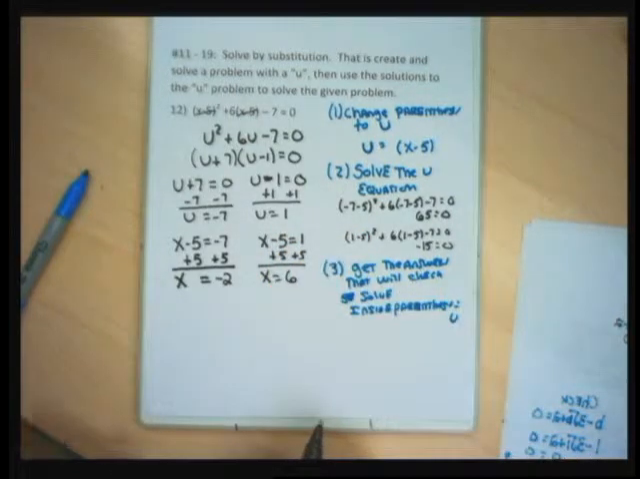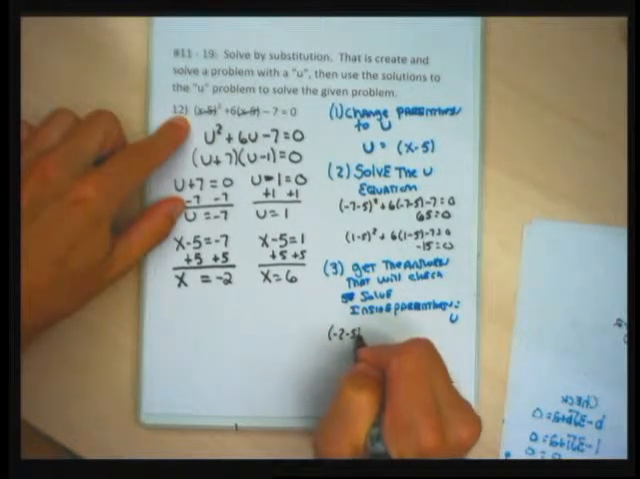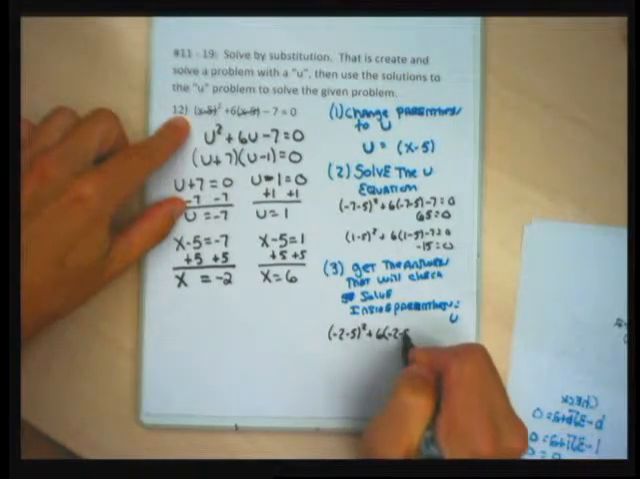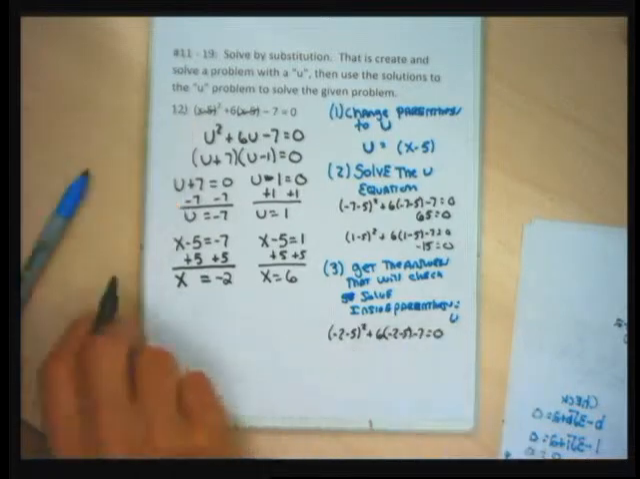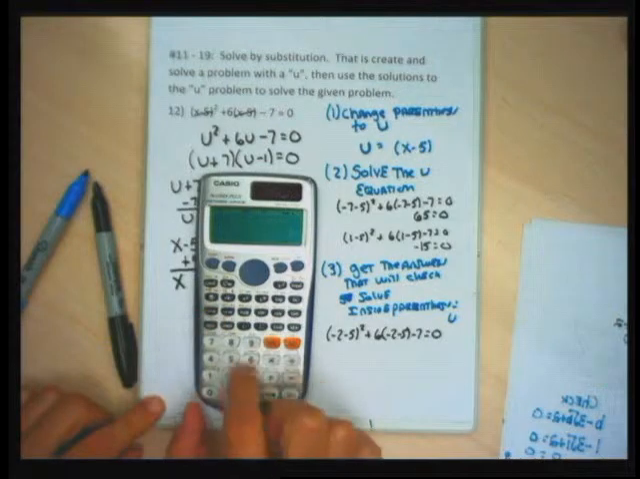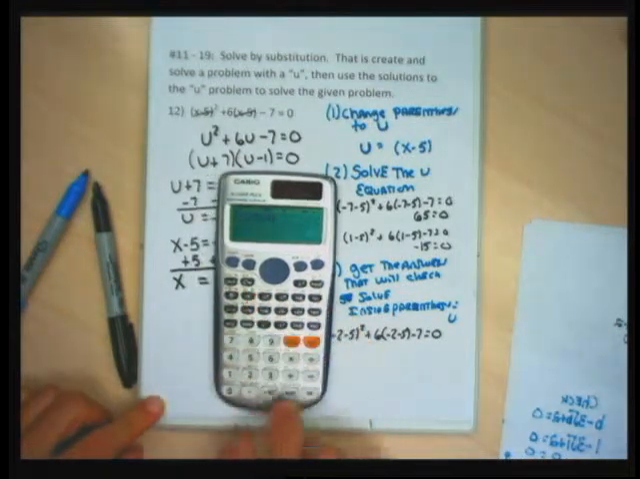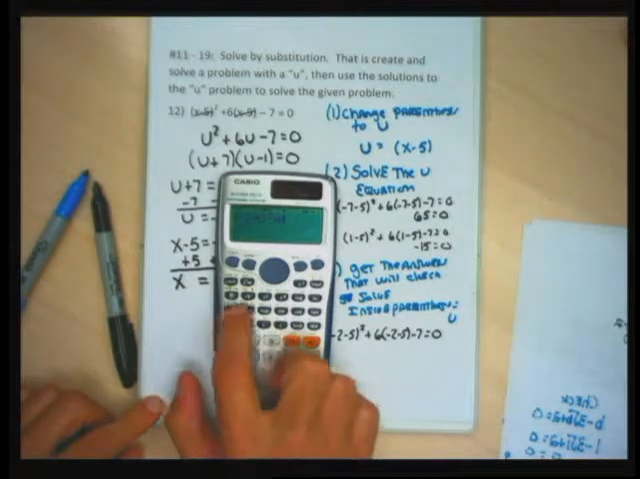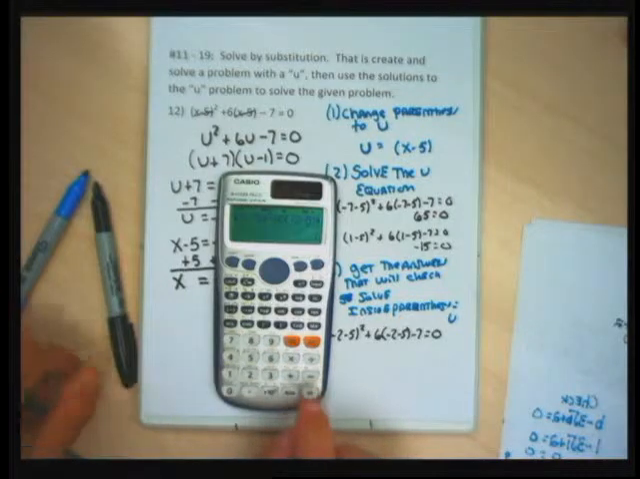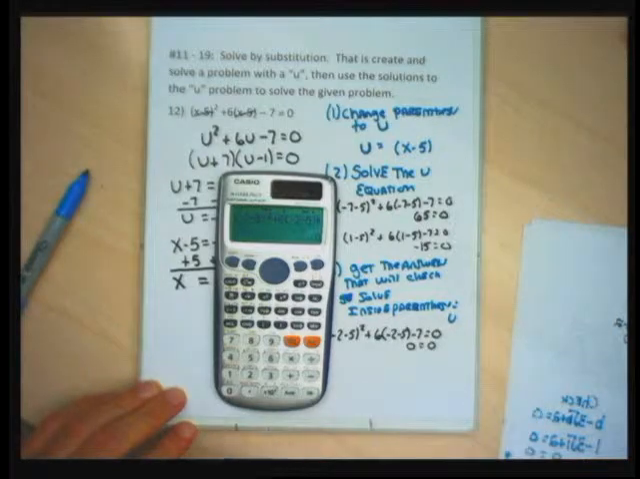Let me check these. So I'm going to go, is negative 2 minus 5 squared plus 6 times negative 2 minus 5 minus 7, is that equal to 0? Hopefully it is, because I think it's supposed to be the answer. So negative 2 minus 5 quantity squared plus 6 times negative 2 minus 5 minus 7. So negative 2 actually is a solution, because when I plug it in, I get 0 equal to 0.